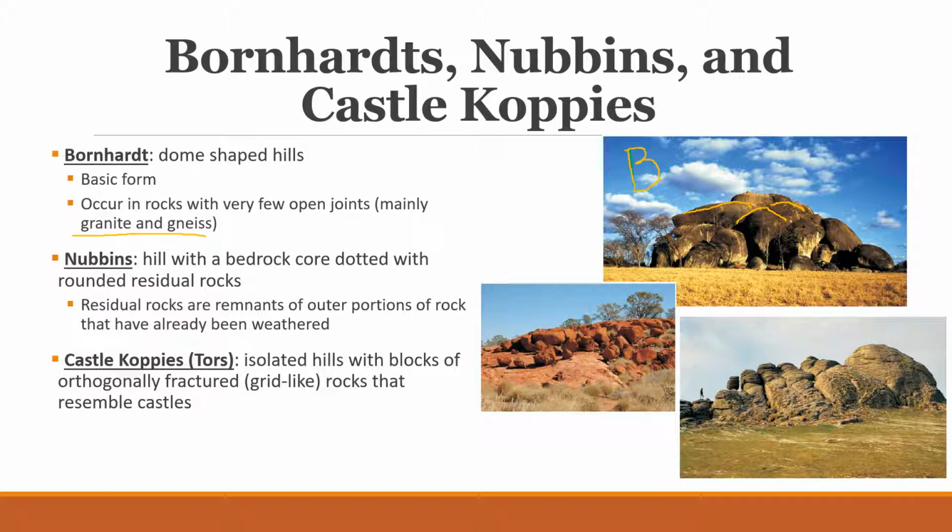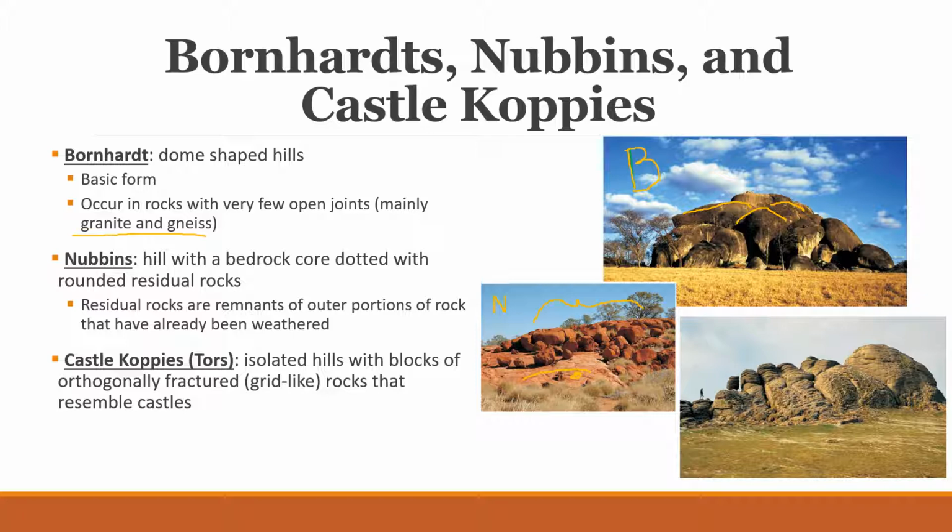Nubbins are hills with a bedrock core dotted with rounded residual rocks. So here's our nubbin. Here's our bedrock core, and here's our residual rounded rocks. Over time, if there are joints present in this bedrock core, the rounded residual rocks might extend within this area of bedrock as well.